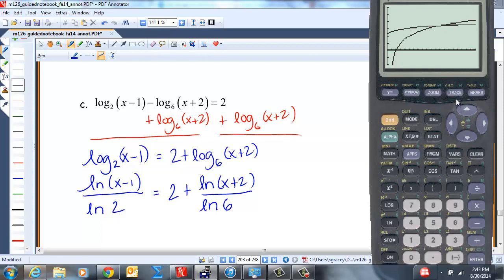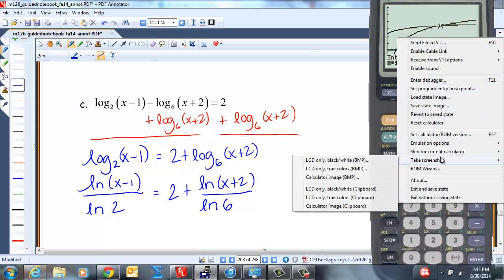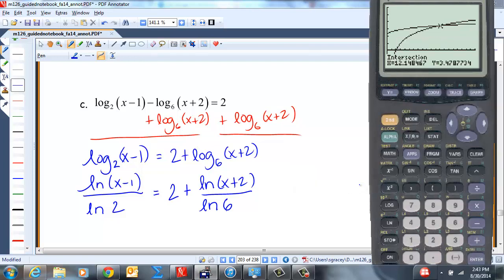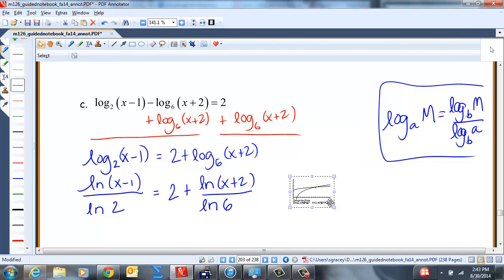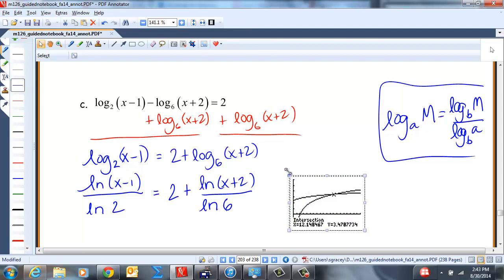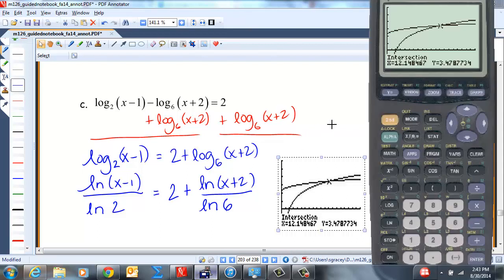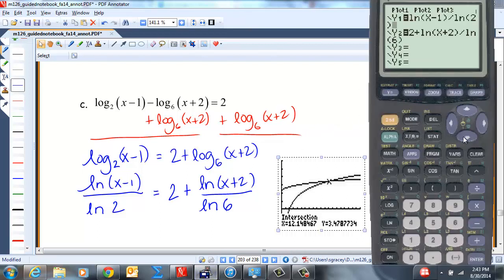Perfect. So we just have the one point of intersection again. So second, calculate, intersect. And we've got it. So here's the graph. And then here's what I entered in for our y equals.